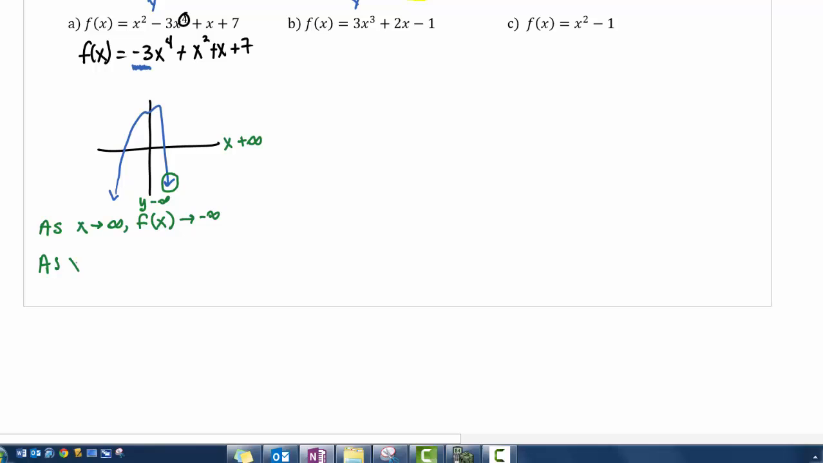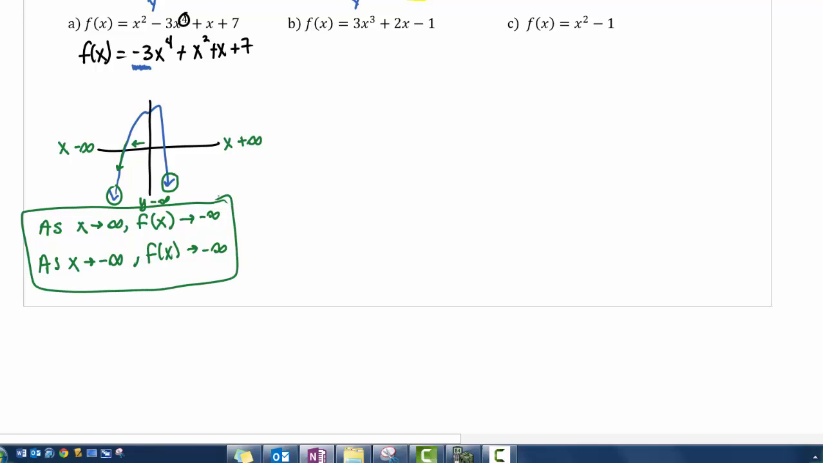And as x approaches negative infinity, meaning I'm going to the left, right? As I go to the left, my graph, my y values are going down. So f of x approaches negative infinity. And so for both x positive and negative, remember that's left and right, your y values are both heading down, so they're both going to negative infinity.